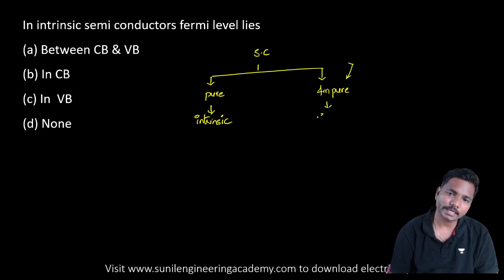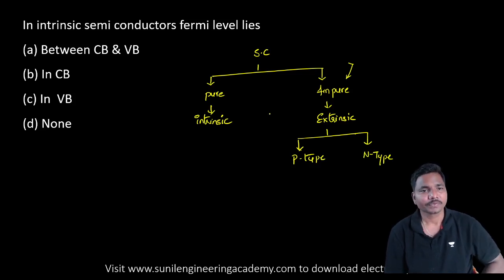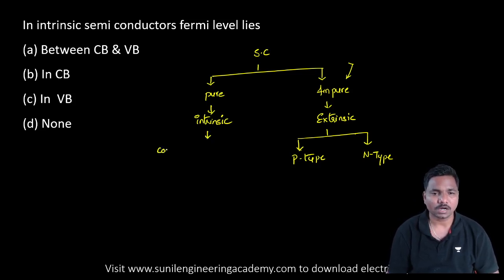Impure is called extrinsic. In this extrinsic, if you add p-type impurities, it becomes a p-type semiconductor. If you add n-type impurities, it becomes an n-type semiconductor. Okay, so in case of intrinsic, the concentration of electrons is equal to the concentration of holes.